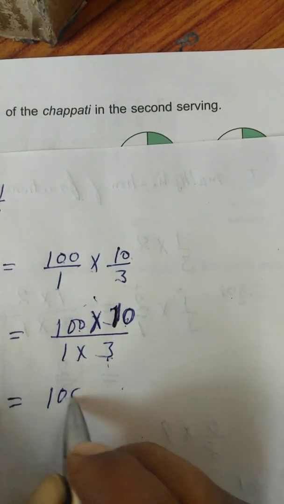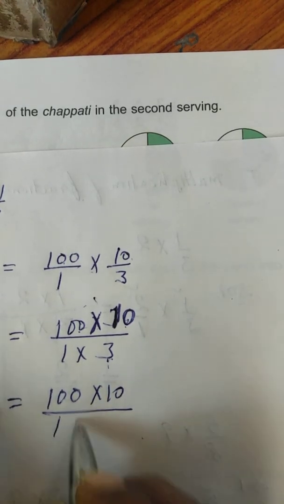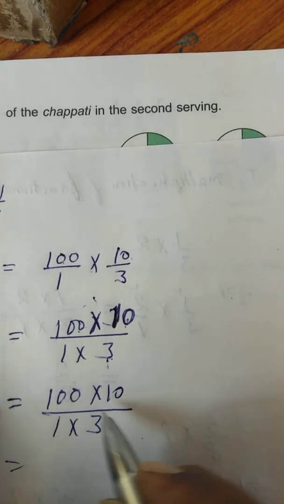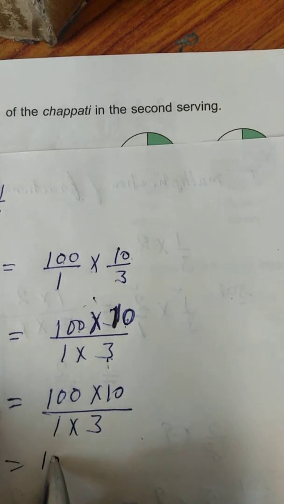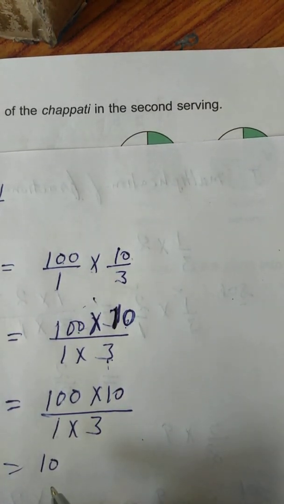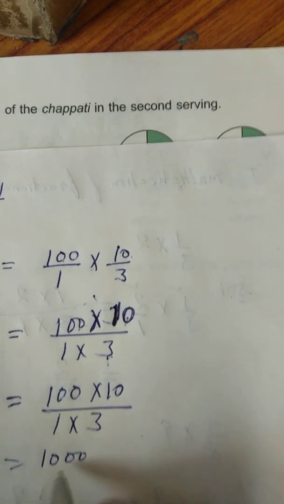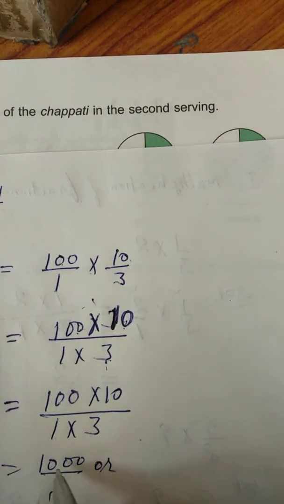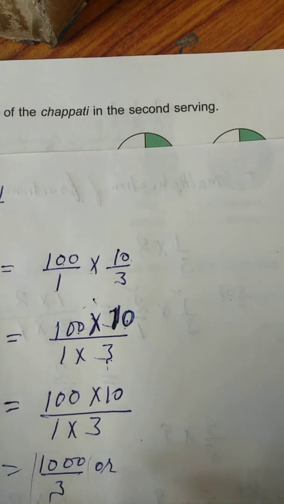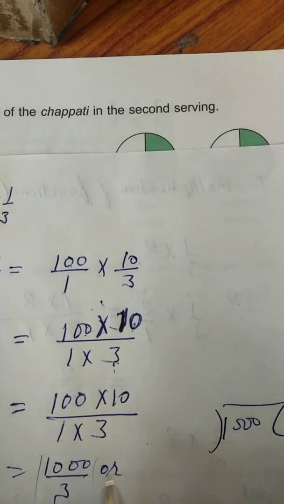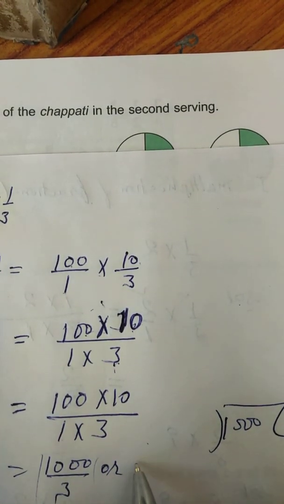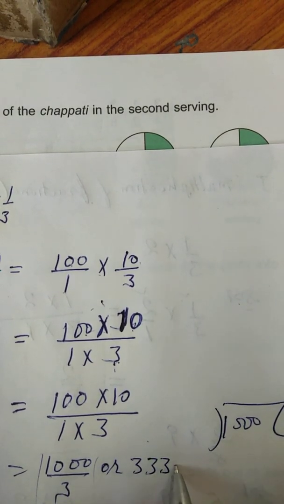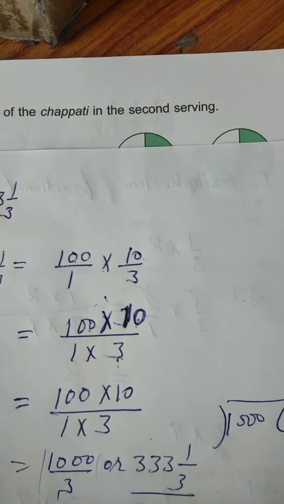Now 100 multiplied by 10, 1 multiplied by 3, so multiply it. 1000 upon 3. Okay, so it is an improper fraction. So what will be the answer? You will find the mixed number of that one. 333 whole 1 upon 3, that is the answer.